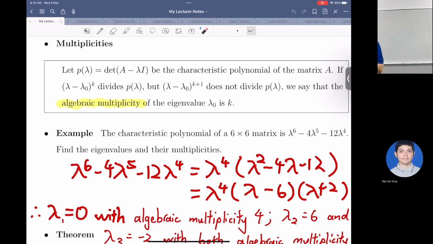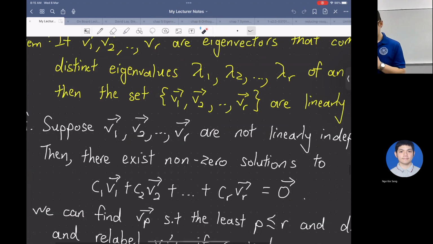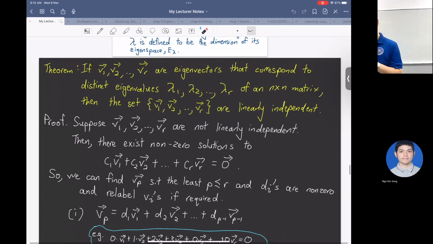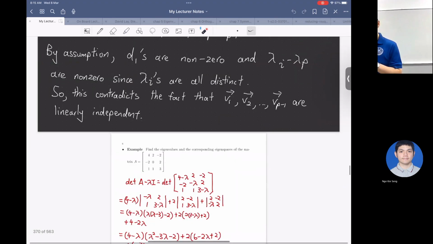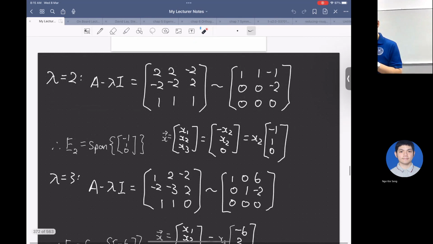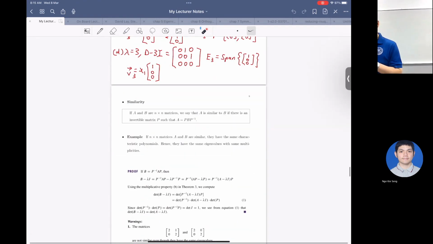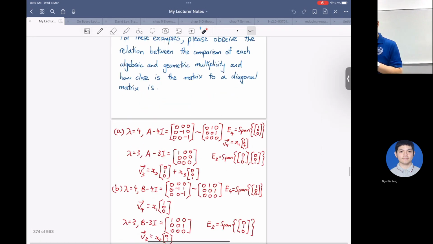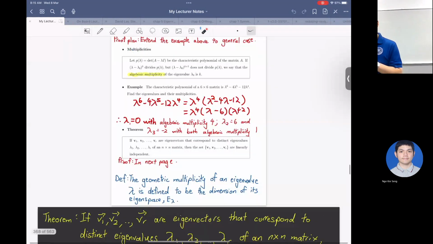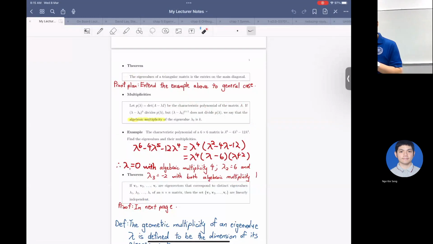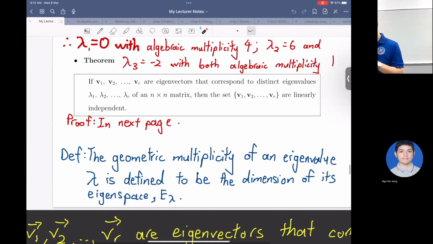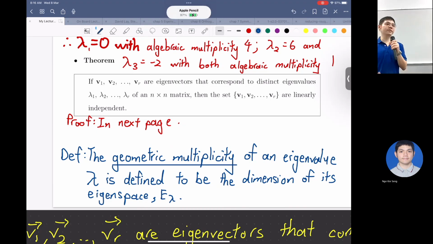Clear? Okay. So next is geometric multiplicity. Geometric means something to do with geometry. So what kind of space are you looking for? You are looking for the eigenspace. Where's the definition? Actually, there's a definition at the back, but I also put it here together with algebraic multiplicity for you to compare. The geometric multiplicity of an eigenvalue is defined to be the dimension of the eigenspace.